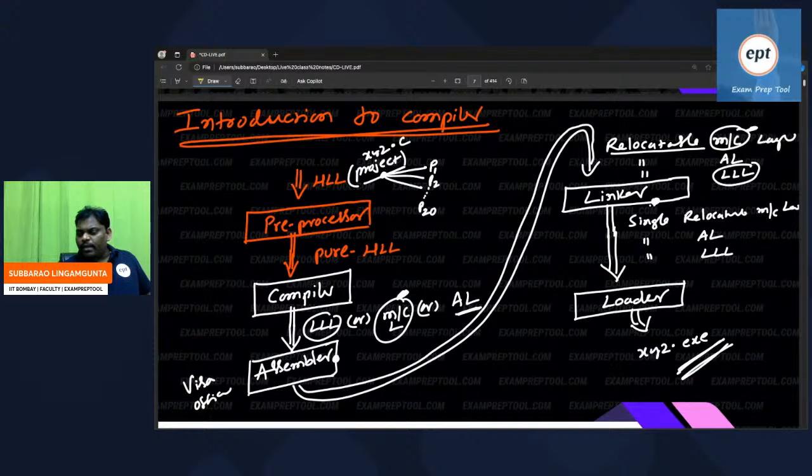So is there anyone who has a doubt? Introduction to compiler, anyone having any doubt? Please have a look on everything. What will the preprocessor do? Talk about only this area.